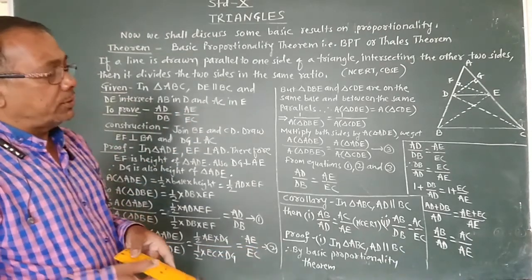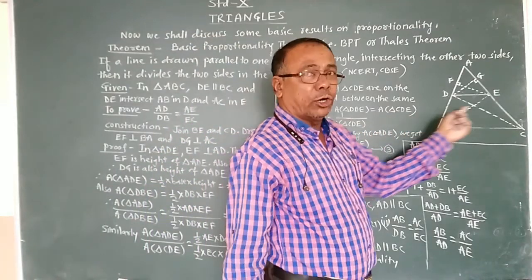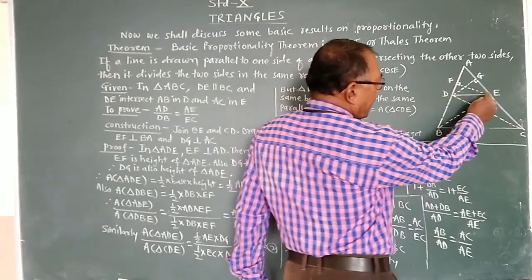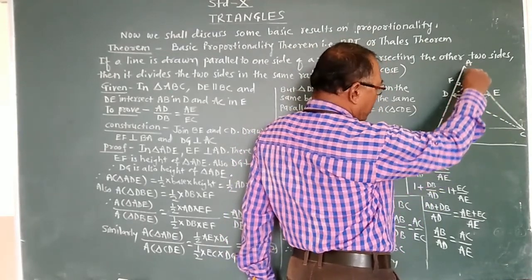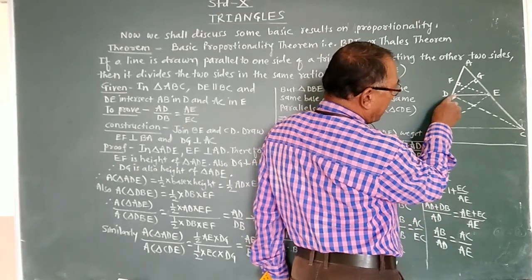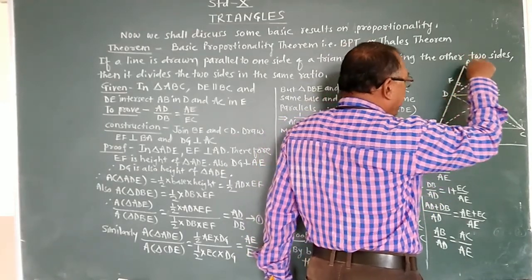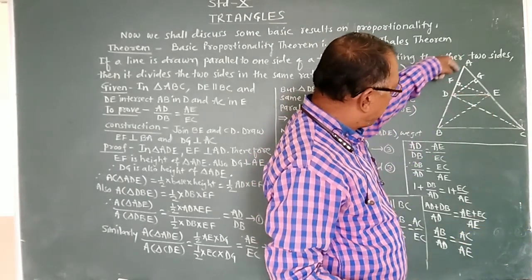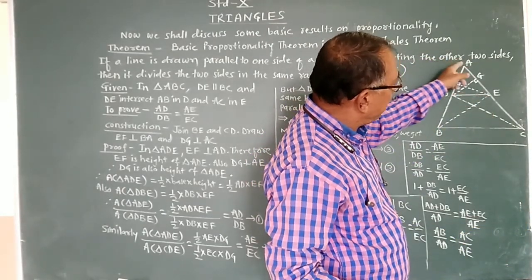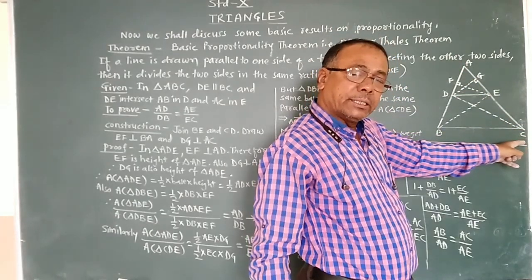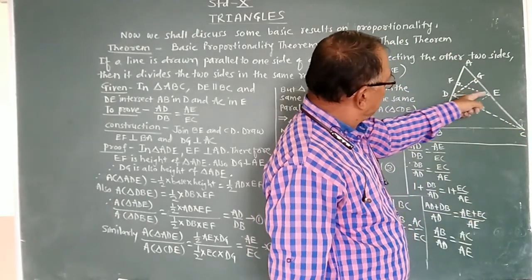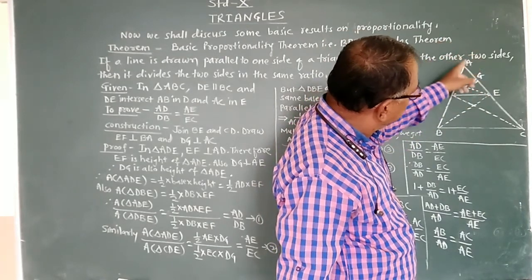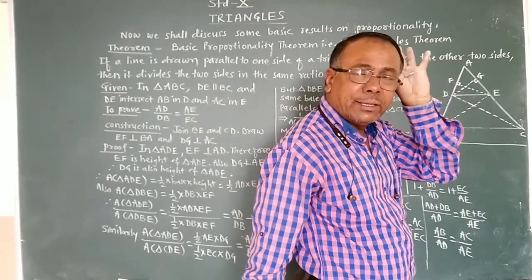Now there is construction. The construction is shown by the dotted lines here. Here we have drawn EF perpendicular to AB. Similarly, draw another perpendicular DC perpendicular to AC. Meaning EF is perpendicular to AB and DC is perpendicular to AC. This EF is perpendicular to AD and DC is perpendicular to AE.